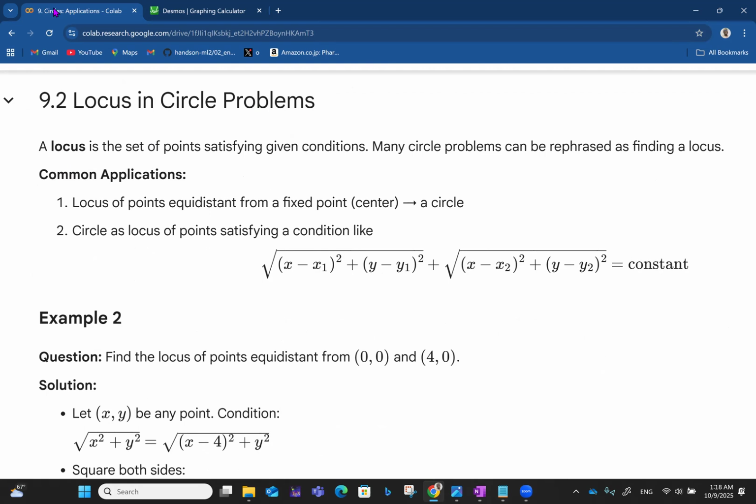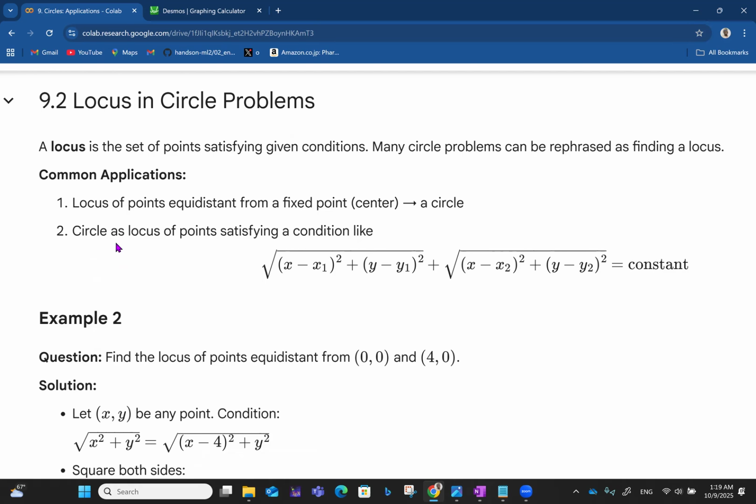One of the definitions of a circle I really like is that a circle is the locus of points always equidistant from a fixed point. A locus is the set of points satisfying given conditions. So a circle itself is a locus of points satisfying the fact that the point is always of equal distance from a fixed point. Many circle problems can be rephrased as finding a locus. Common applications: locus of points equidistant from a fixed point or center. That simply talks about a circle, like I've been saying.